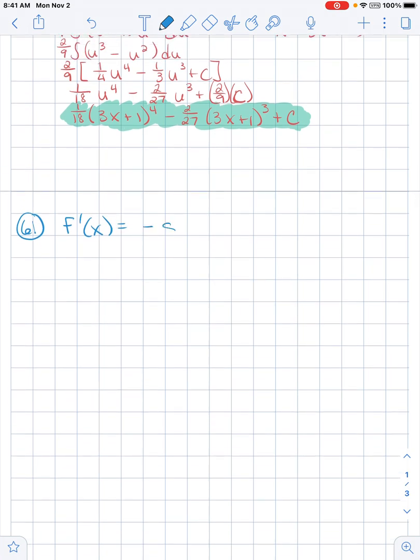It's the negative sine of x over 2. And the original function passes through the point (0, 6). So what they're saying is find f of x. And because they tell you a point that f of x passes through, we also need to find c. So let's see if we can do that. To find f of x, we need to integrate this. And instead of x over 2, I'm going to write this as 1/2 x. Makes it a little bit easier to understand.